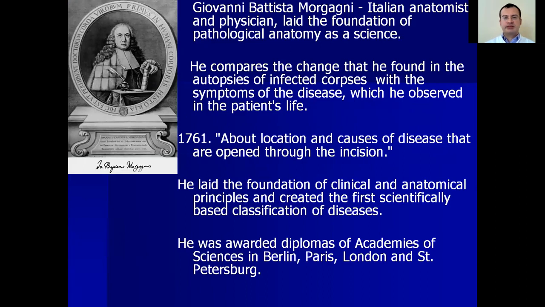Giovanni Battista Morgagni compared the changes that he found in the autopsies of corpses with the symptoms of the disease which he observed in the patient's life. He laid the foundation of clinical and anatomical principles and created the first scientifically based classification of diseases.